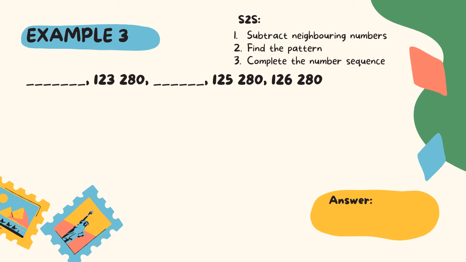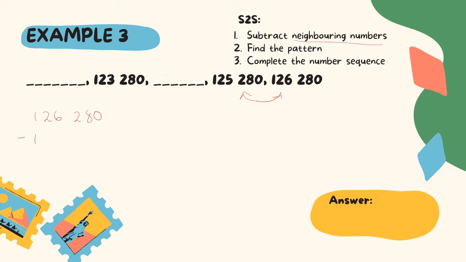So first thing first, subtract neighboring numbers. When the numbers are next to each other, you can subtract. You cannot subtract the second number and the fourth number because there is a blank in the middle, so you can't really do that. So that's what it means by neighboring, it means the numbers are next to each other. So again, the bigger number minus the smaller number.